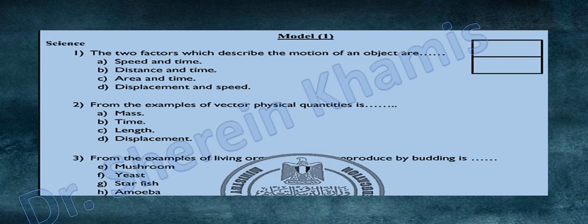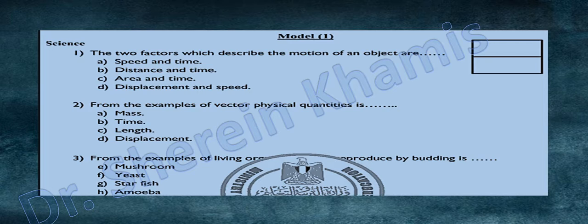Okay, we have here model 1 and we have different questions for it. In each exam we have 6 points and a number of choices for each one. We have a kind of question, multiple choice, or we can say MCQ questions. We must practice on this kind of questions and we will start with model 1.